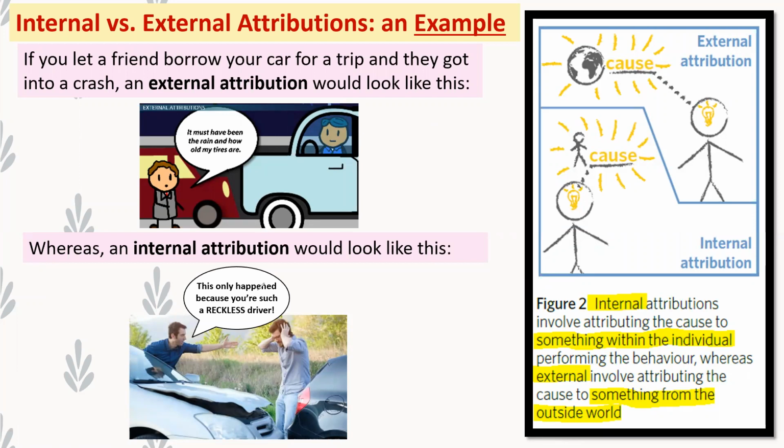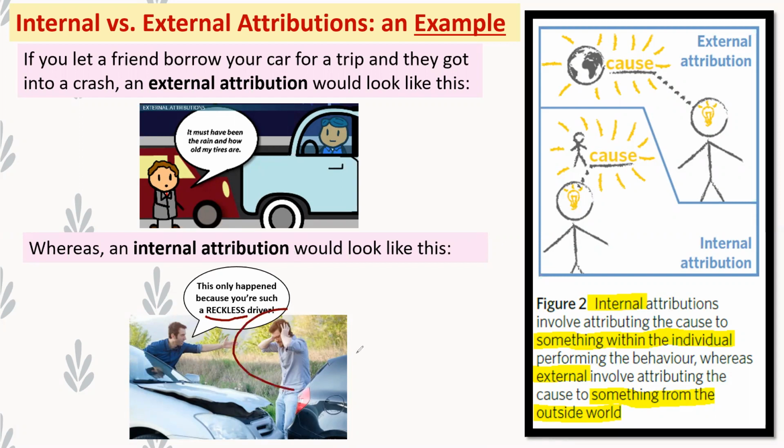An internal attribution would look something like this. This only happened because you're such a reckless driver, or, you know, you idiot, how could you do this? I knew that you were always such a risk taker, blah, blah, blah. So you're really blaming that person, and you're using a lot of negative adjectives there to describe that person, and to attribute the car crash to that person's personality traits of being a risk taker, or that person's tendencies to be reckless when it comes to driving or to take risks like speeding. Okay, so that's an internal attribution.